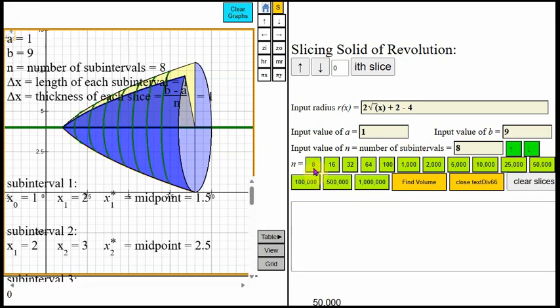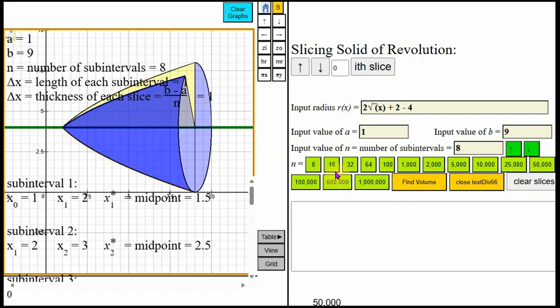For example, here I divided the solid into 8 slices, and so the thickness of each slice will be 1. The distance from here to here is 1 to 9, and so it is a distance of 8, and we're dividing it into 8 subintervals or 8 slices, and so the thickness of each slice will be 1. And again, this can be found by b minus a over n.